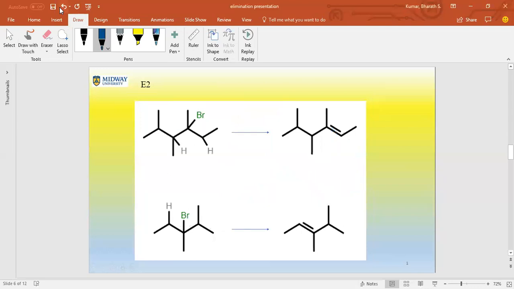This is also a tertiary substrate, but I am going to give you something along the lines of this.